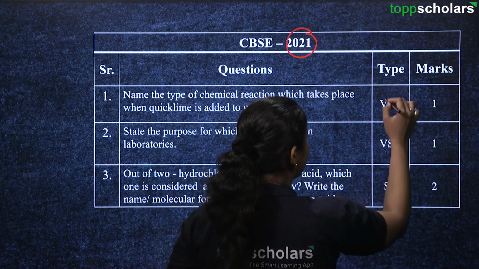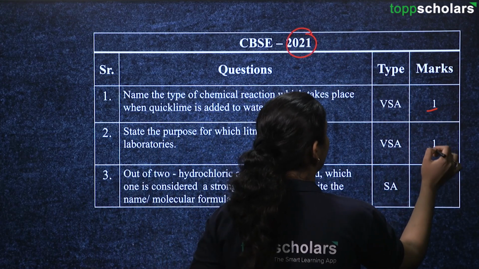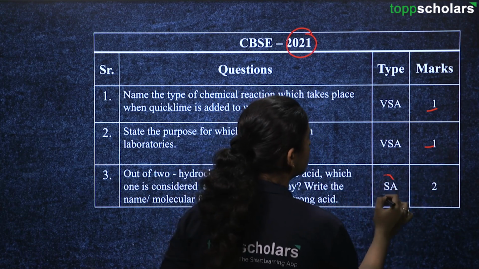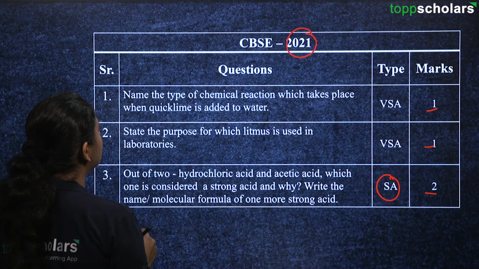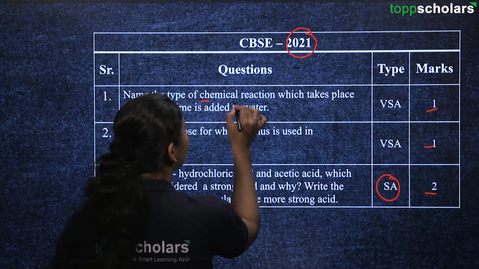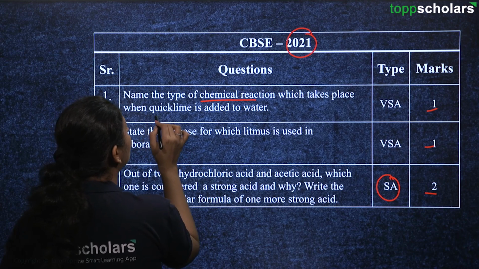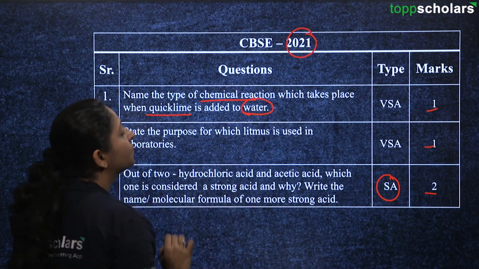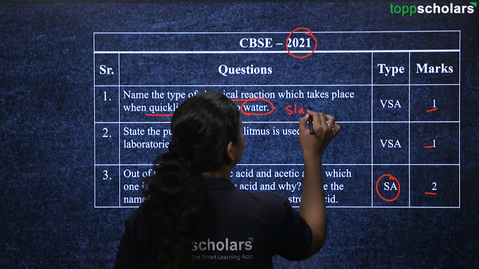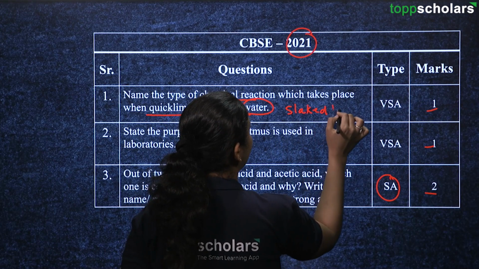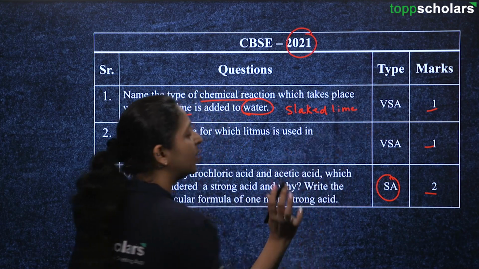We are having very short answer type questions which are for 1 mark each, and one question which is short answer giving you 2 marks. Let us understand the questions here. Name the type of chemical reaction which takes place when quicklime is added to water. So, what will it produce? It will produce slaked lime. Correct? Along with that, there is evolution of heat.